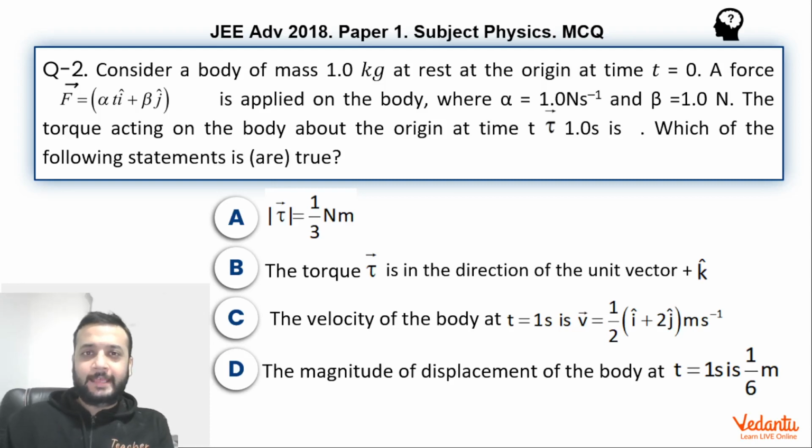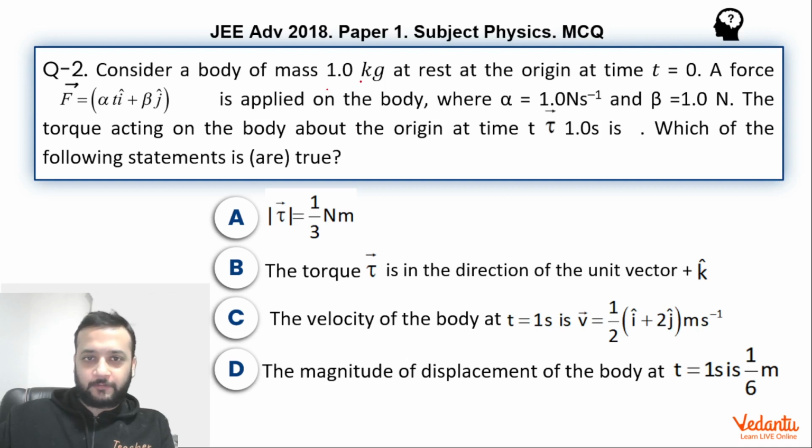Hi dear students, let's see this question that came in JEE Advanced Paper 1 Physics in the year 2018. One of the easiest questions of the paper. Again, most of the students would have done this question without any problem. It was a no-brainer. The question was from the topic of, you can say, rotation plus kinematics. So let's see what's happening over here.